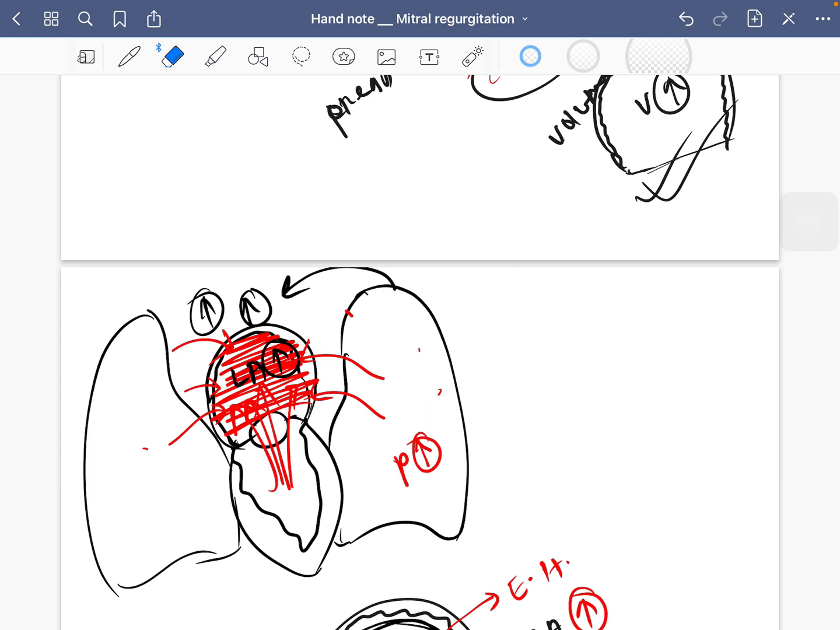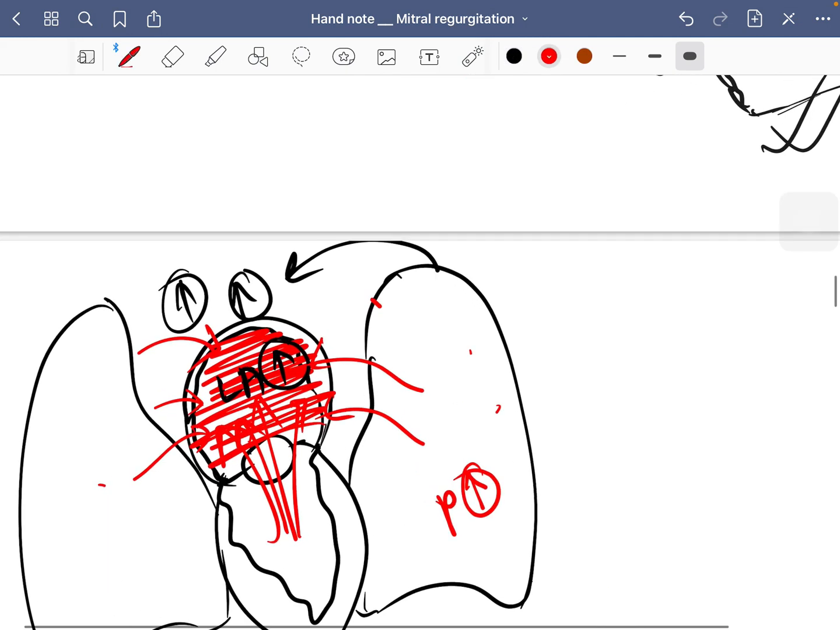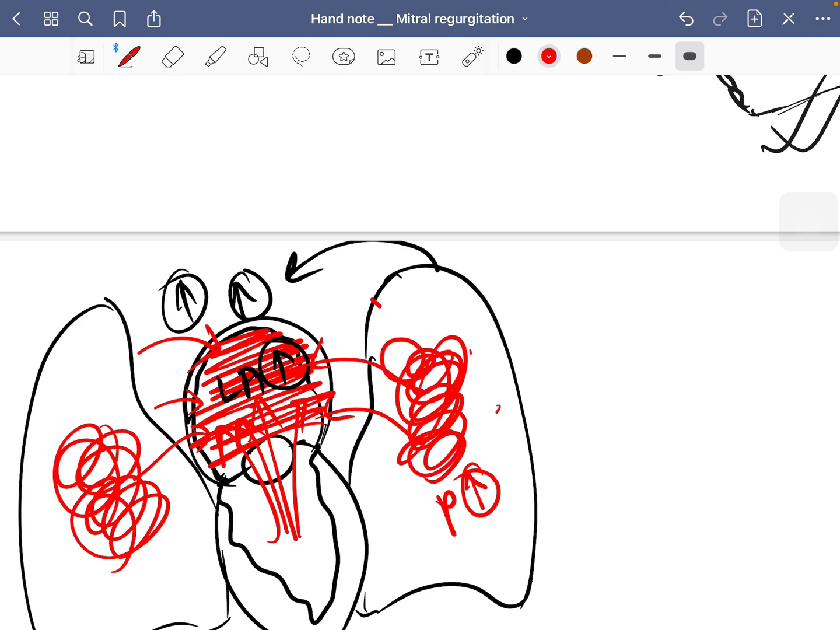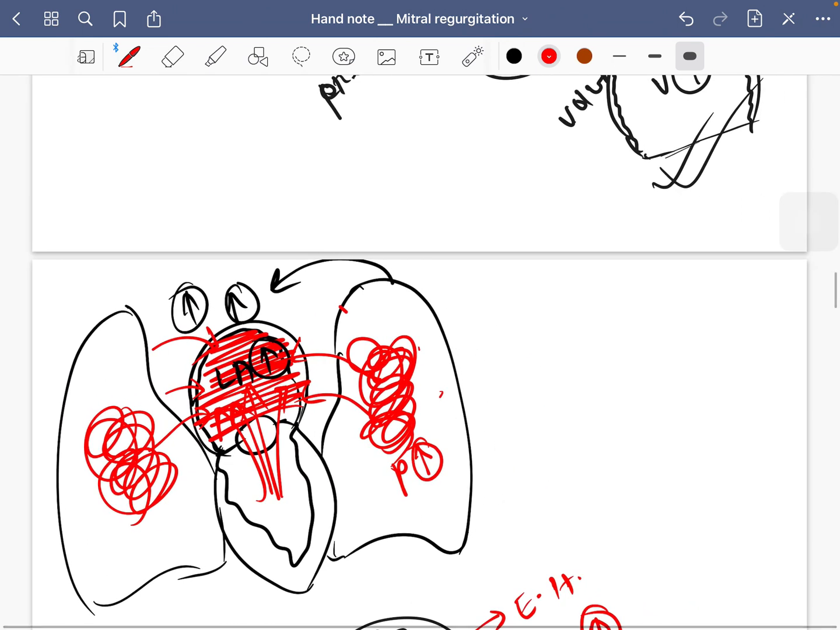The blood will begin to accumulate in the pulmonary capillary. So the blood will start to accumulate here in the lungs, in the pulmonary capillary. So there will be pulmonary venous congestion, and later this pulmonary venous congestion will lead to pulmonary hypertension, and this pulmonary hypertension will lead to right ventricular hypertrophy, and this will lead to right heart failure. So right heart failure also happens as a consequence of mitral regurgitation.